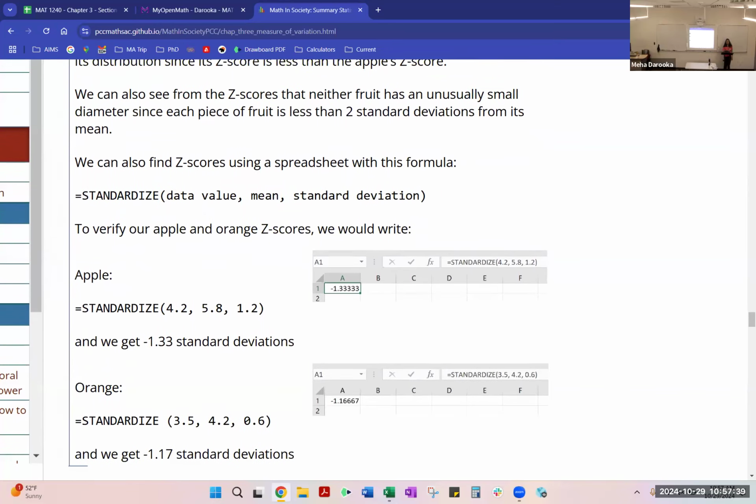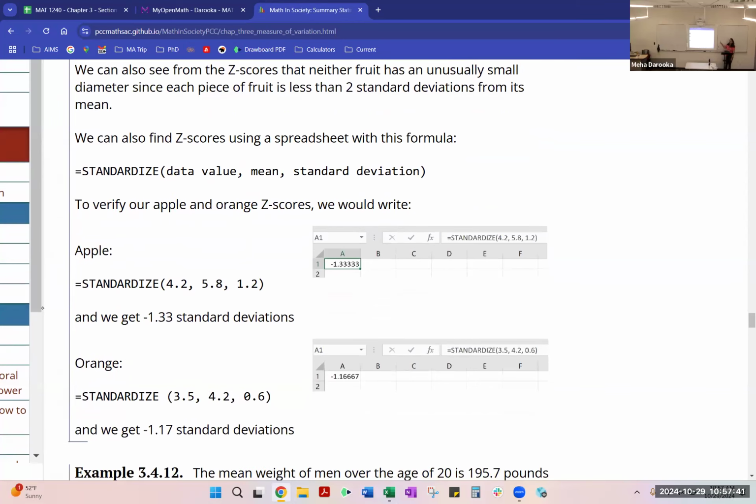To use your spreadsheet, to calculate the z-score, you have a built-in function called standardize. So here you can see the argument is we put the data value, the mean, and the standard deviation, right? The three numbers you need to calculate your z-score. So those would be the function we would use on our Google Sheets or Microsoft Excel, whichever program you're using.